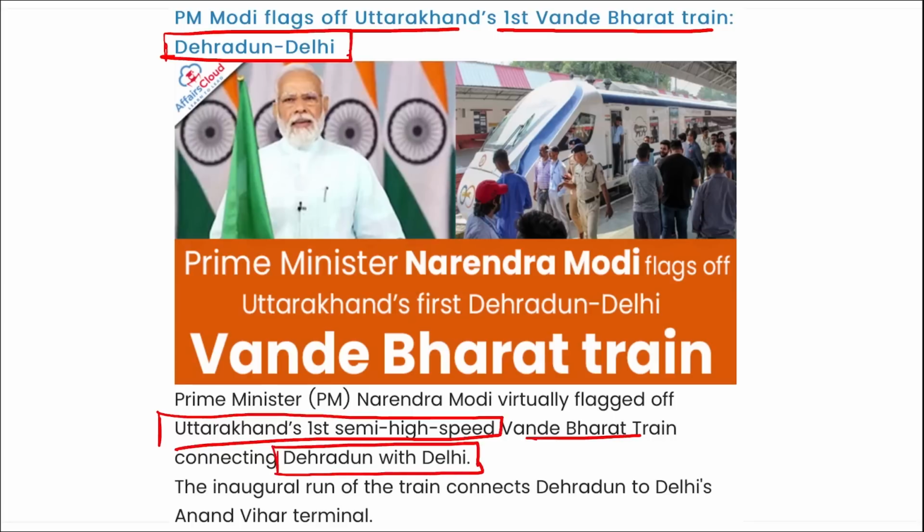If we are talking about the flagging off of this Vande Bharat train from any location, remember it will be flagged off by Prime Minister Modi, be it virtually or physically. The inaugural run of the train connects Dehradun to Delhi's Anand Vihar terminal. Also remember, Prime Minister Narendra Modi dedicated newly electrified rail line connections in Uttarakhand. With this, Uttarakhand will have its entire route 100% electrified.